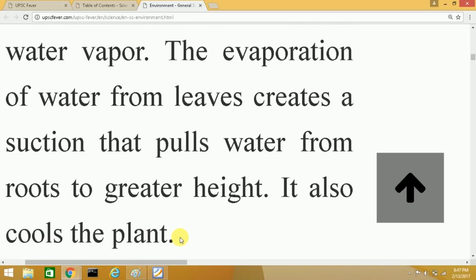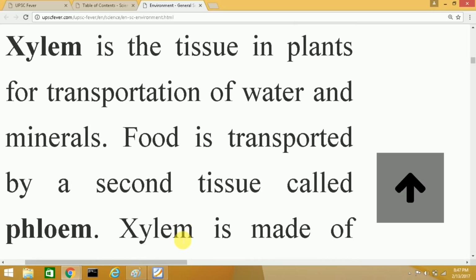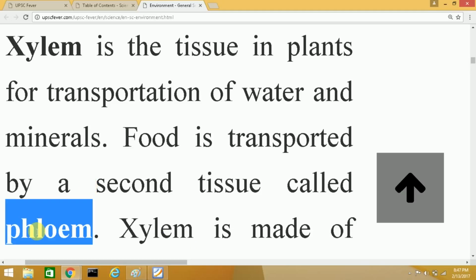Next part is about the important plant tissues. Only two types of plant tissues are named. One is the xylem, and this tissue is responsible for transportation of water and minerals. Whereas the second tissue, known as phloem, is responsible for conduction of only food, and so using this tissue a plant can survive.